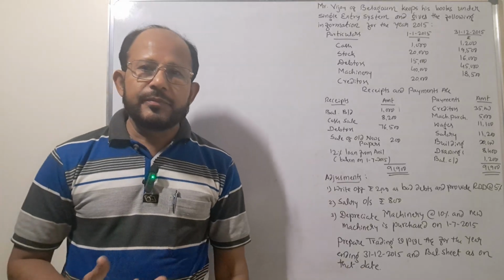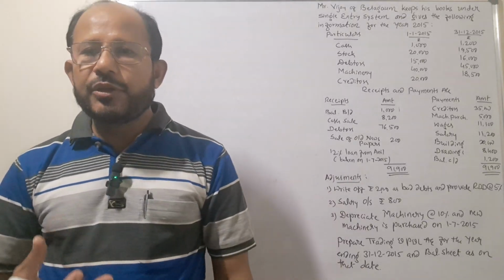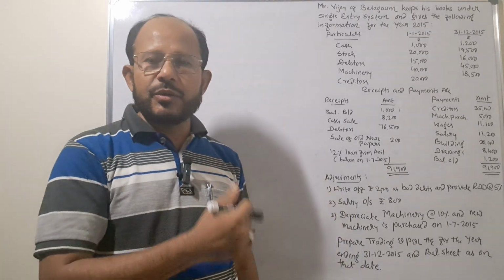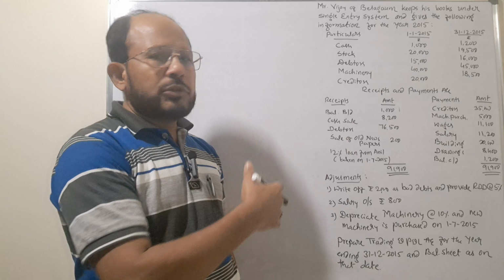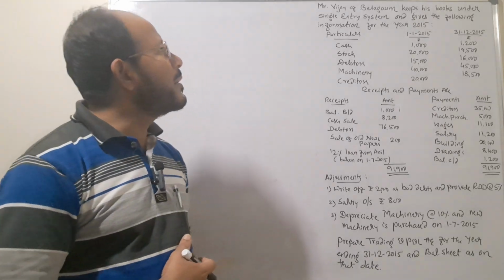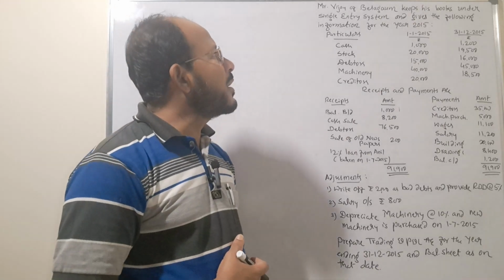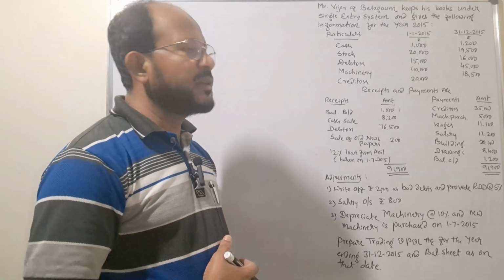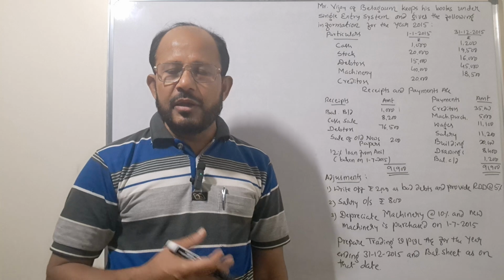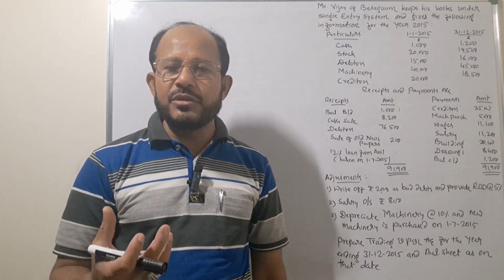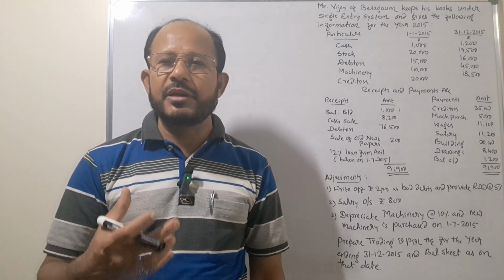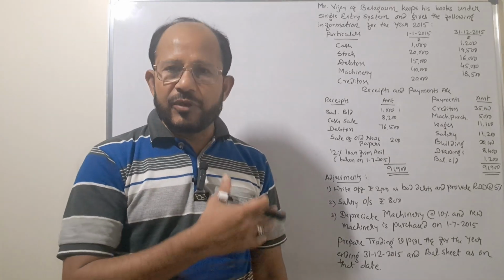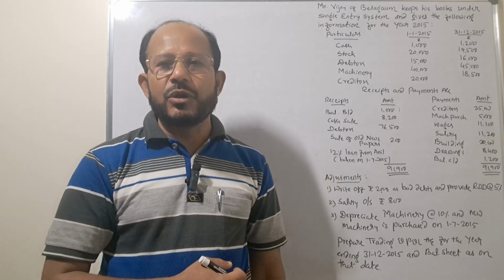Okay, dear students, in today's class, I am going to prepare one more problem on the conversion of single entry into double entry. We will just go through the problem. Here in the problem, it is given: Mr. Vijay of Belgaum keeps his books under single entry system and gives the following information for the year 2015. Here, the proprietor who is maintaining his books of accounts under single entry system has provided the information of his business for the year 2015.